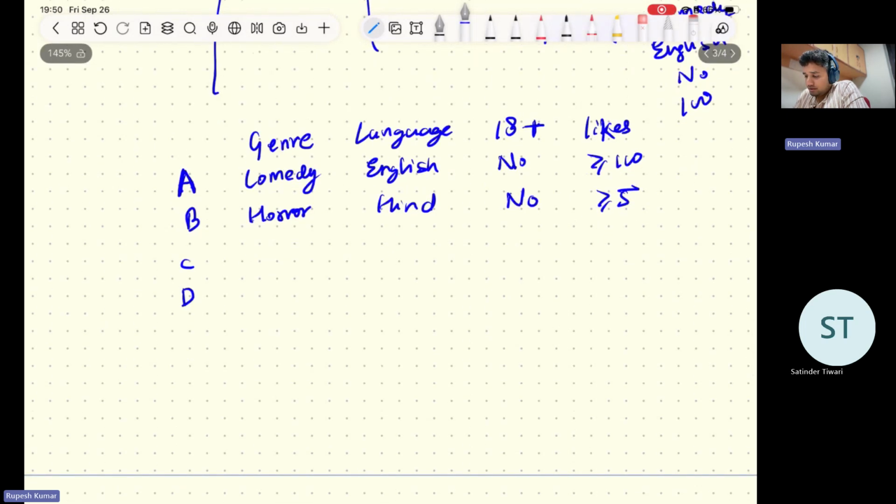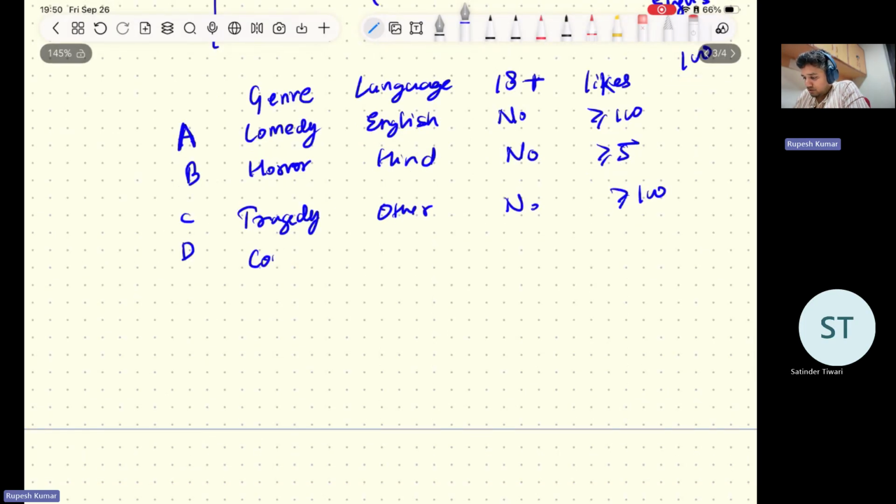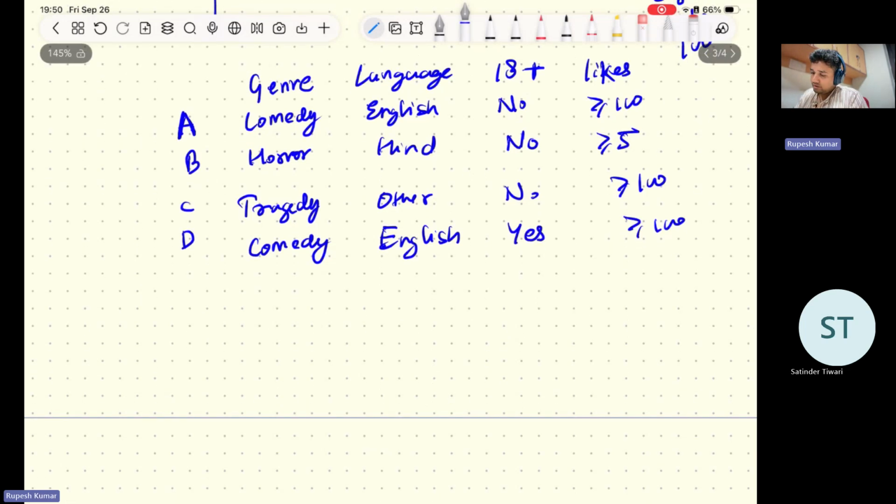Similarly, C likes tragedies, let's say some other language, right? Other language, no, and then he requires at least 100 likes. And similarly, he likes again comedy, English, let's say yes here, and likes greater than or equal to 1,000, right?